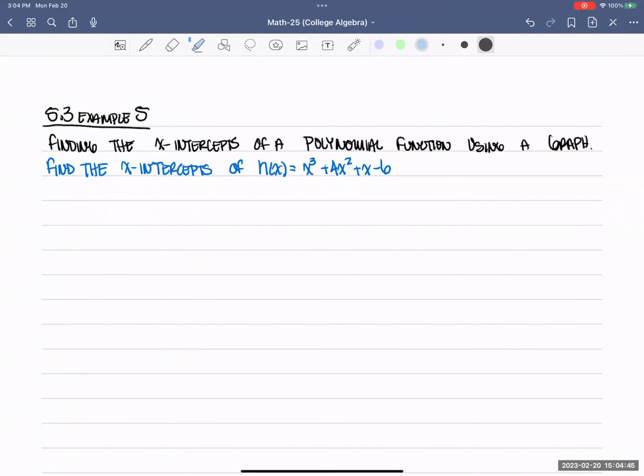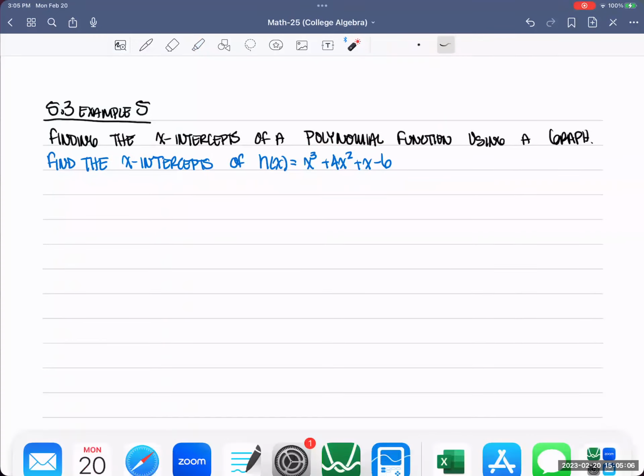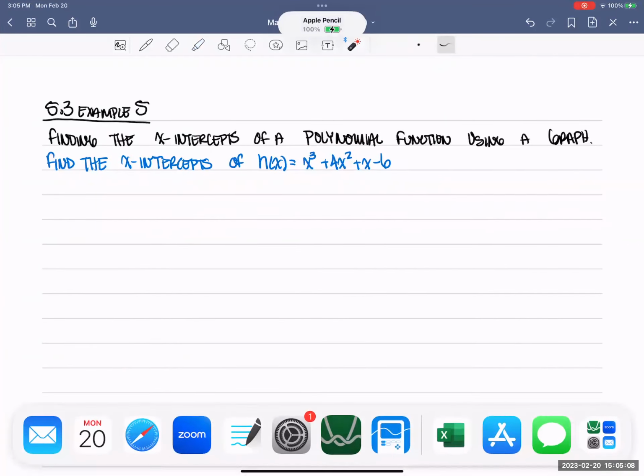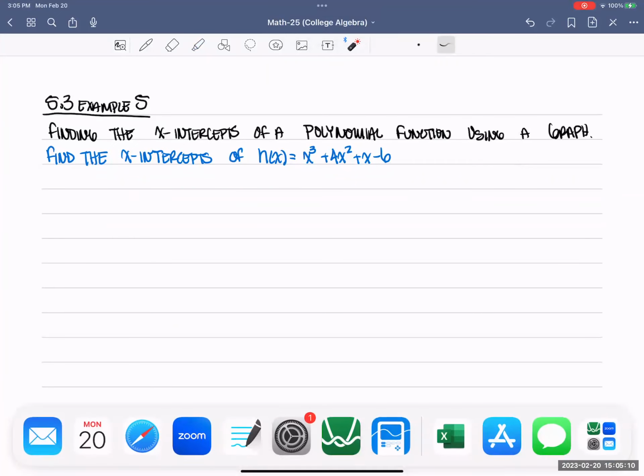Section 5.3, example 5, finding the x-intercepts of a polynomial function using a graph. At this moment, we did go over how to solve for functions like this, how to find zeros of functions, but let's answer it the way that the book wants us to answer it right now. Let's find the actual graph of this function. You can use whatever means you want to graph the polynomial function.